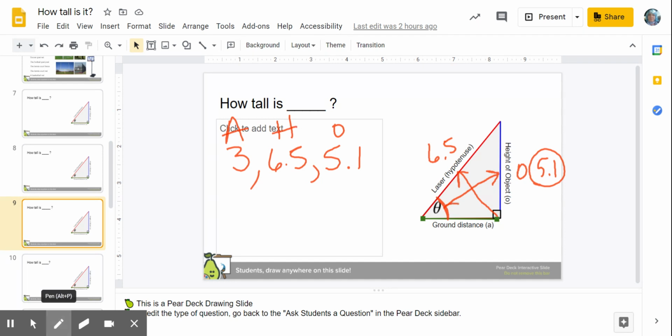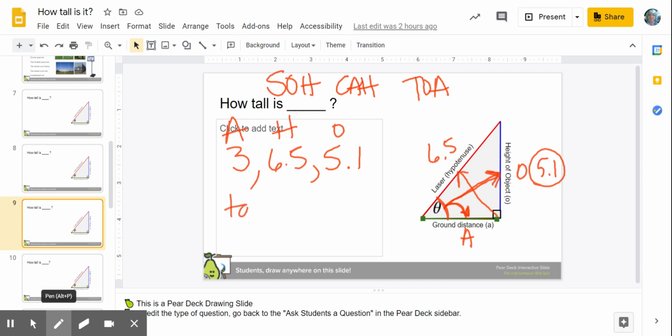So does that make sense? The O is opposite the angle that you're looking for, and the A is adjacent to it. The hypotenuse is always the hypotenuse. So now we've got to choose SOH CAH TOA. We did sine and cosine last time. How about if we use tangent this time?